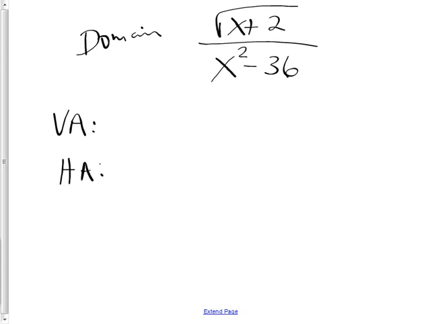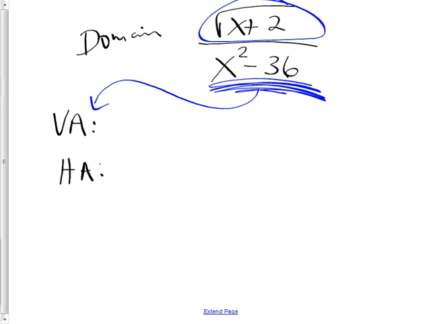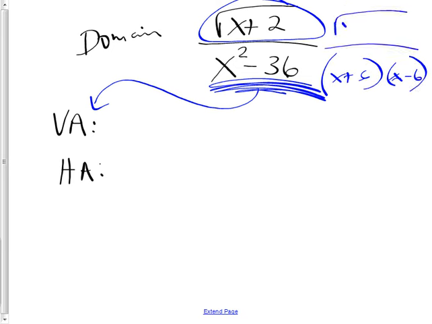Kid asked, do I really need to do the top if I'm not doing the domain? Now, that would matter in the domain, but it doesn't matter for this problem. It doesn't matter for the verticals and the horizontals. The verticals can only come from here. Those tell you your verticals. And hopefully you caught on that you're supposed to be able to factor that. So this is x plus 6, x minus 6. And this on the top, again, I told you, in this kind of a problem, top doesn't matter because we're not doing domain.